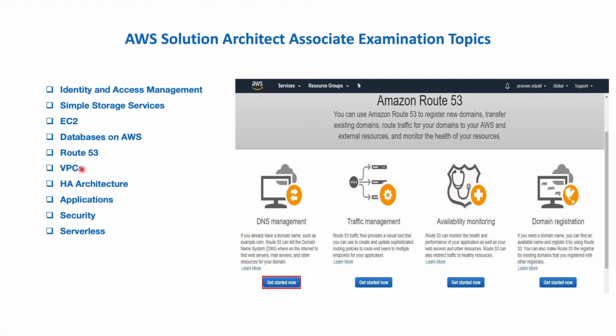Next is Route 53. Route 53 is a web solution. Suppose I have a website which has an IP address, let's say 198.160.1.1, and I want to register that IP address with a domain name, suppose www.example.com. So from the IP address to the domain name example.com, these things we can do by using the Route 53 solution given by AWS.